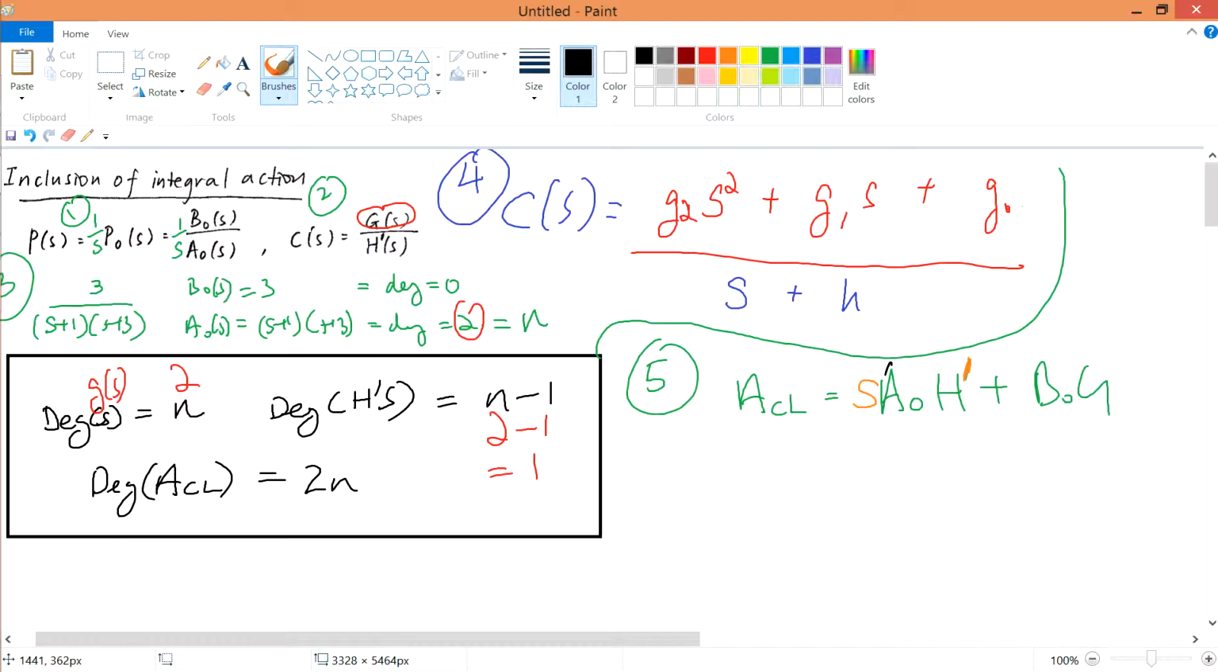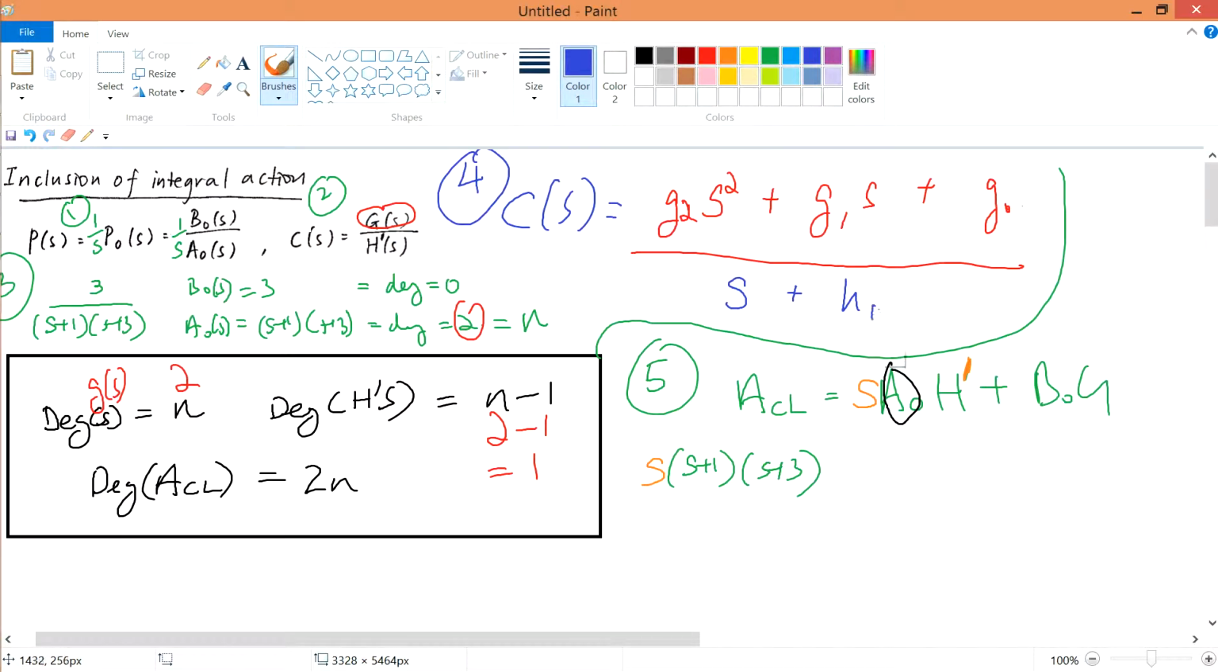The same thing, we just sub in our A naught over here. What is our A naught? Our A naught is simply S plus 1, S plus 3. A naught S is equal to this one. So when I sub in, what I have is this over here. And then H prime S is simply this one over here. So I'll just simply sub it in.